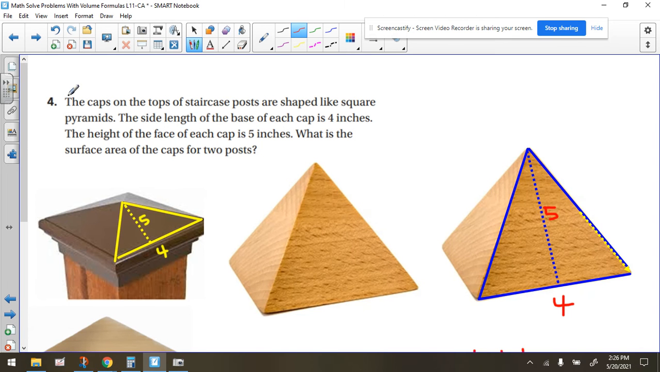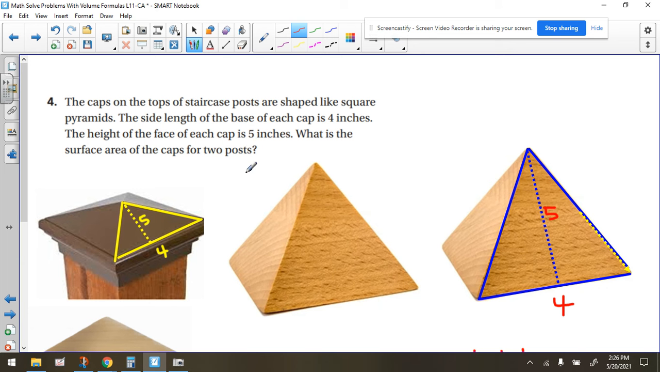We're looking at question number 4. The caps on the tops of staircase posts are shaped like square pyramids, and I have an image of what that might look like. The side lengths of the base of each cap is 4 inches. The height of the face of each cap is 5 inches. What is the surface area of the caps for the two posts?